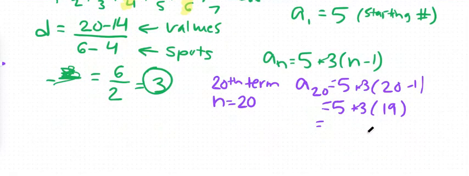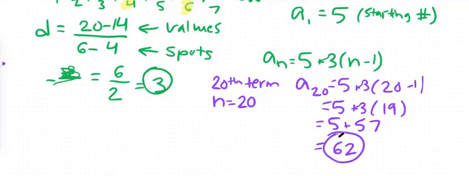And so then I'm going to do 3 times 19, which is 57, and I get 5 plus 57 is 62. So that finds me at spot 20, the number would be 62.